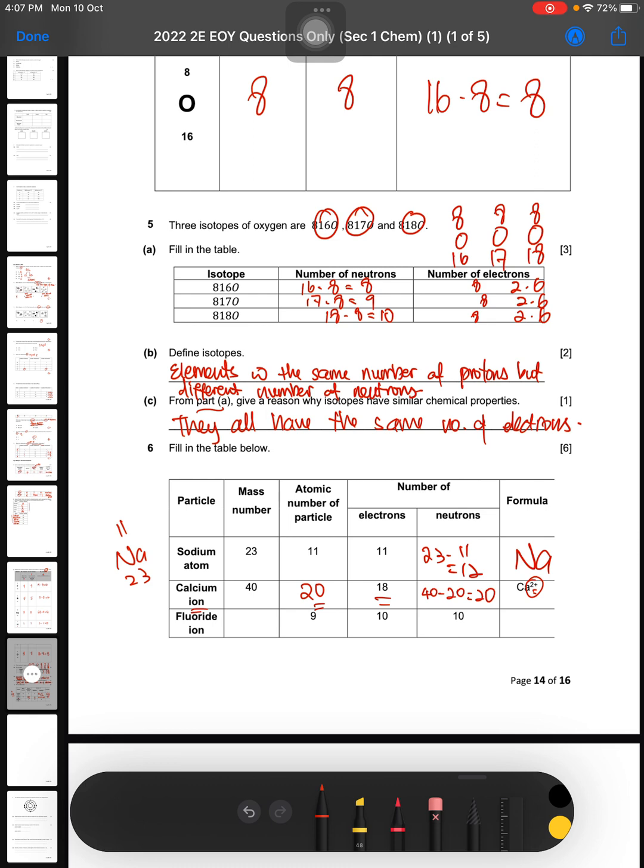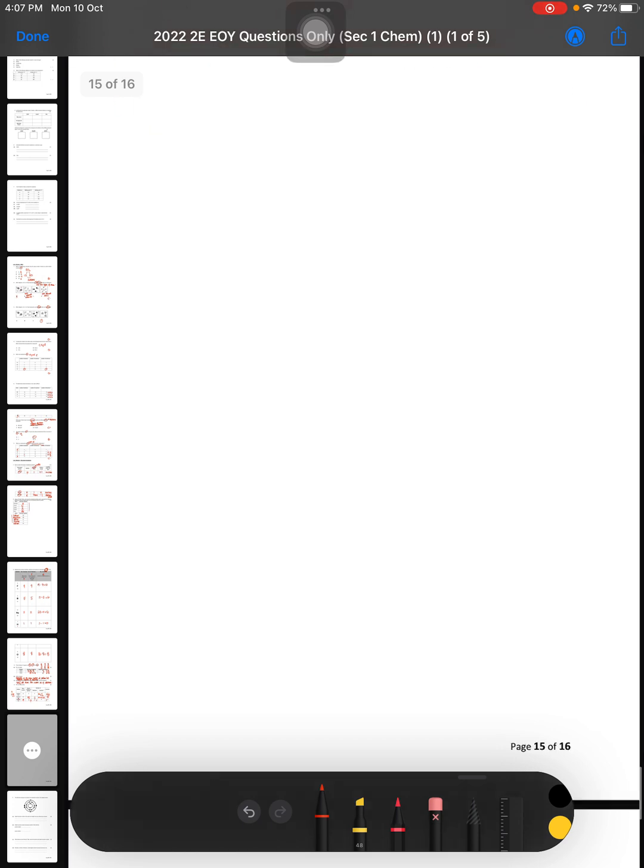Okay, mass number for fluoride: if you go to the periodic table, fluorine should be 19. You follow the fluorine because the only difference between an atom and an ion is the number of electrons. Neutrons and protons should stay the same. So 19. I have 9 protons and 10 electrons, right? So in this case I have 1 more electron, and an electron is negative, right? We just said it. So F minus would be the formula of the ion.